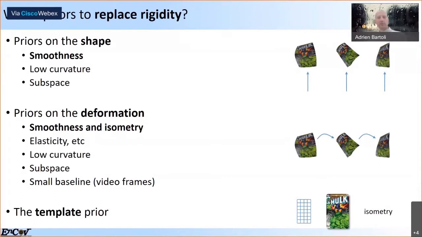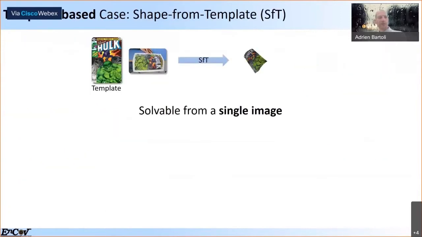And typically, reconstruction can consist of deforming this reference shape towards the target shape given the image data to guide the deformation. So in this case, when we have a template, the reconstruction problem is called shape from template. And there is an important result from the literature, which says that it's solvable from a single image only. I'll go through the details of why this holds.